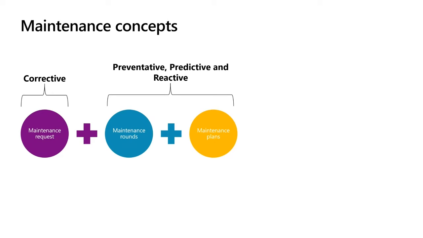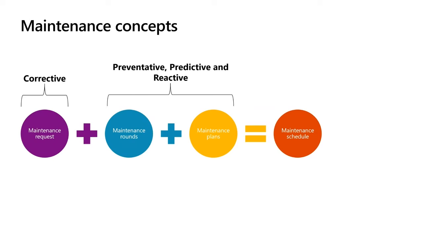When we're classifying these different kinds of maintenance, maintenance requests are used for corrective maintenance, and maintenance rounds and plans are for preventative, predictive, and reactive maintenance. We'll talk in more detail about what these different kinds of maintenance are and how to set them up in Dynamics in the Maintain Assets Tech Talk.